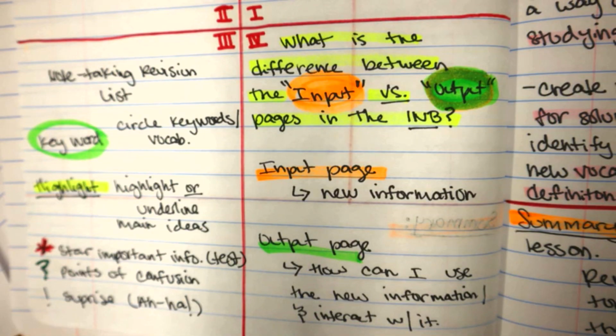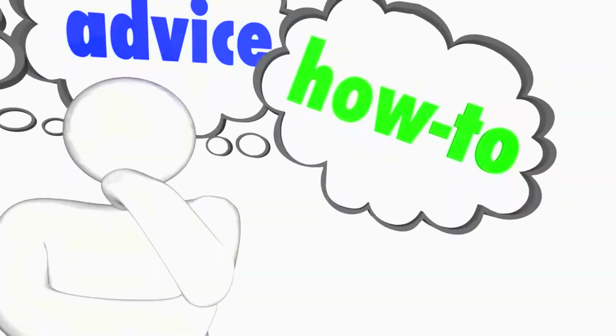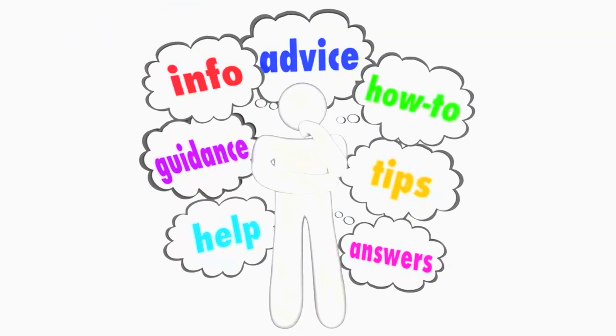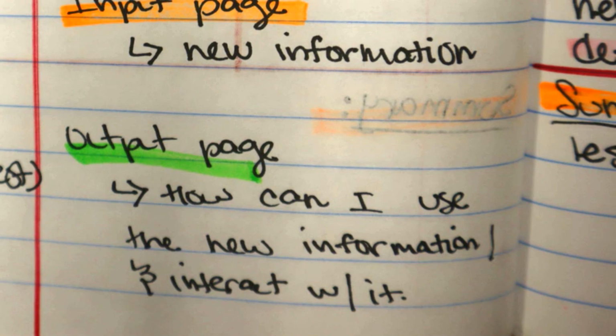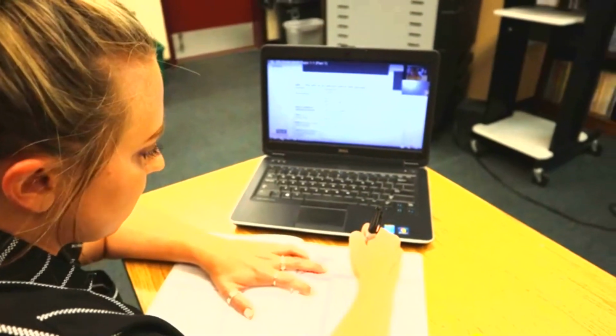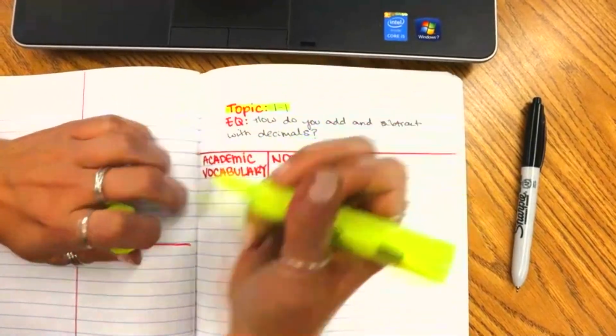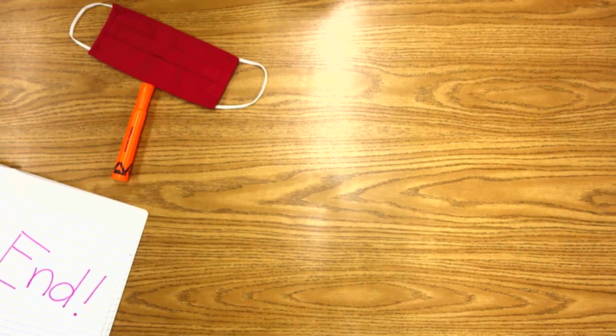Lastly, what is the difference between input versus output pages? Well, as earlier stated in the video, I showed you, but I will remind you. Input is the new information. It's like your brain is being opened and your teacher is sticking new pieces of information in your long-term memory. But how are you going to retain it? I tell you, it's the output page. How can I use information and interact with it? This is when the student gets involved and they say, let's use that new info. Let's interact. Right? Interactive notebook. We get it?